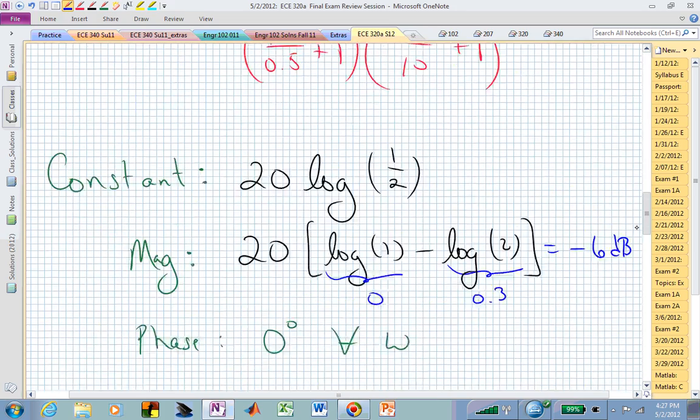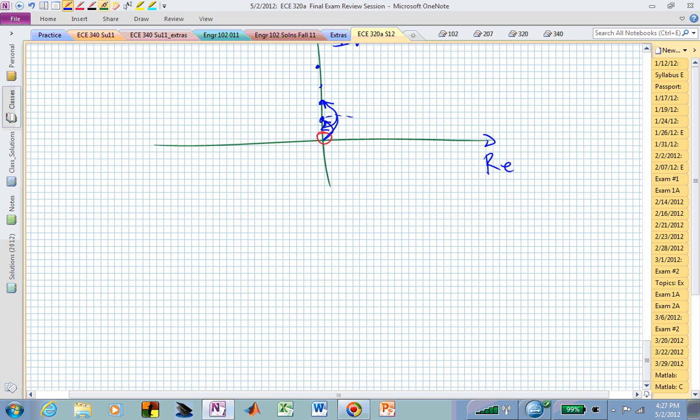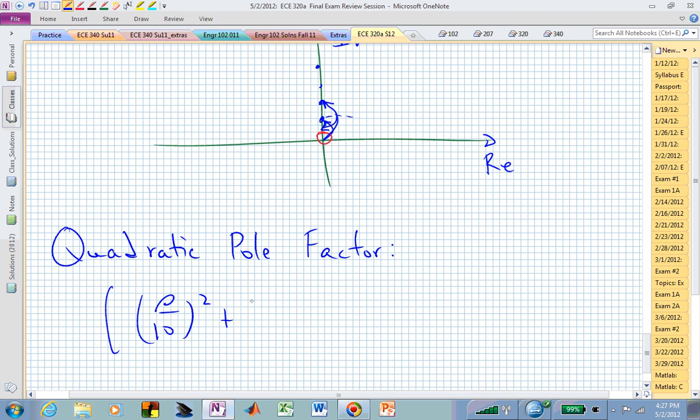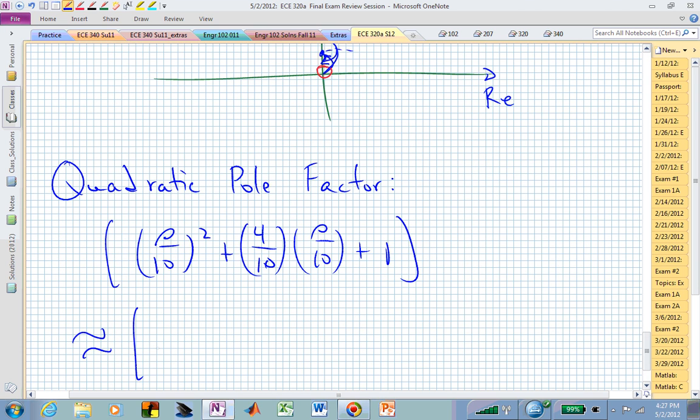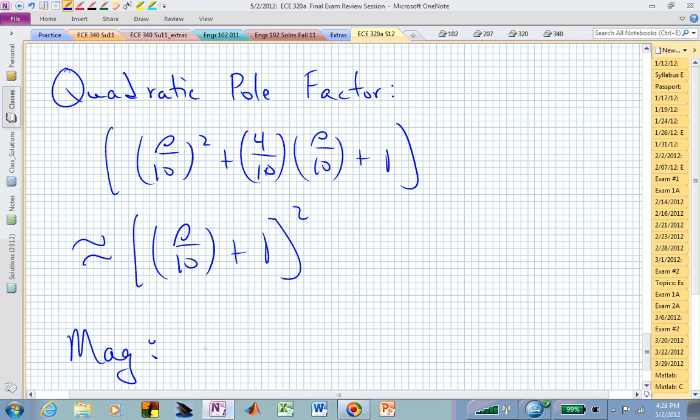So now the only one we haven't talked about is this quadratic factor, which we said that once we get it into time constant form, it was something like (s/10)^2 + (4/10)(s/10) + 1. We have agreed to approximate that by two real linear factors, (s/10 + 1). Which means now, if we look at the magnitude of this, it is 0 dB until it hits the break. And it's going to break at this natural frequency of 10 radians per second.